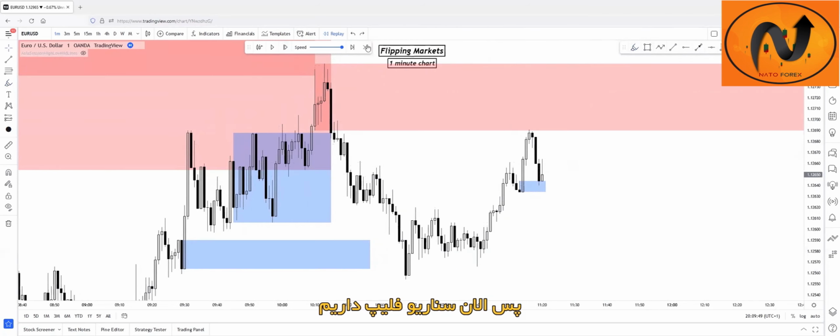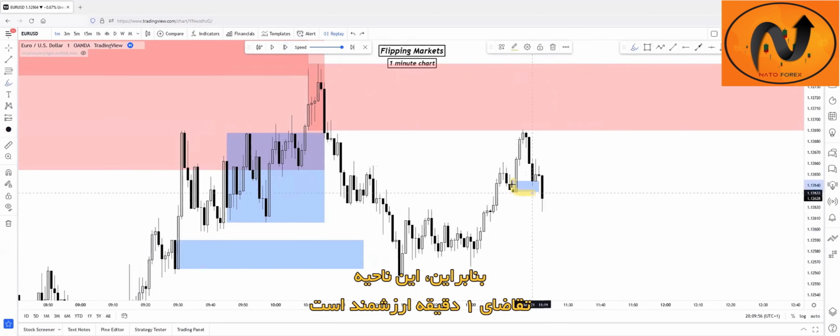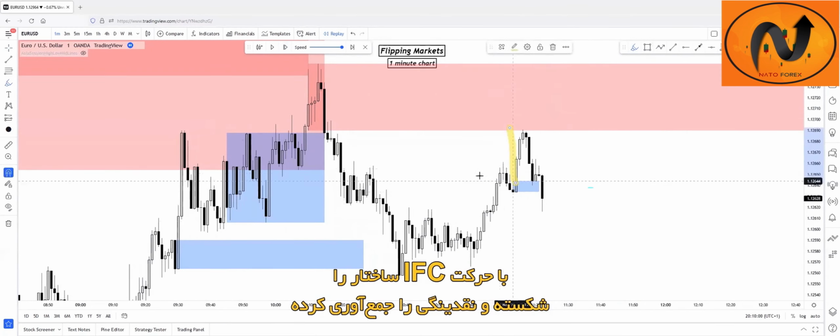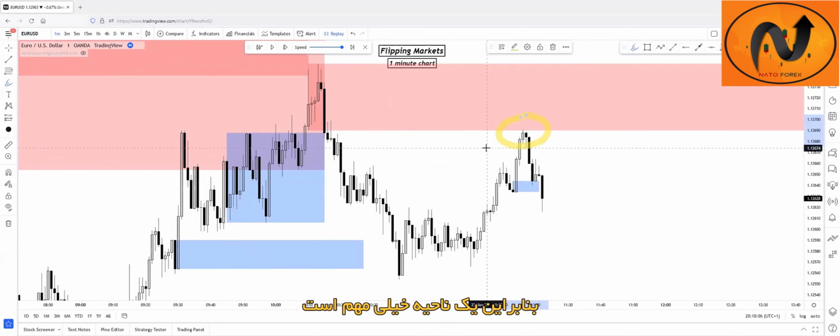Right now, we will have a flip scenario because as you can see, price flipped this demand zone. Price broke through this demand zone, and this was a valuable 1 minute demand zone, because as I said, it created inefficient push, break of structure, and swept liquidity and tapped us into a higher time frame zone. So basically, it has 4 criteria. So this is a really valuable zone.